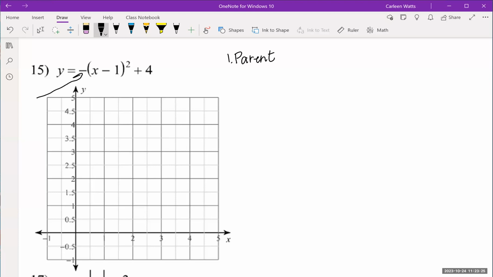But we have a little problem right here. We have a negative in front of the function. So this is not your normal U. This is a sad U. Yeah, that is the parent. That's what I'm expecting. Okay, sad U. A negative in front makes it a sad U.